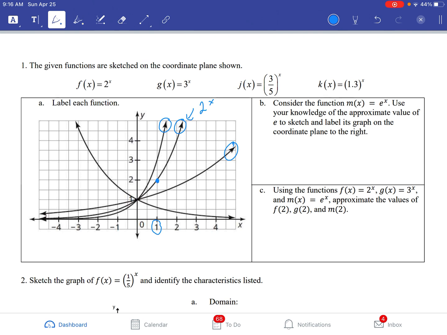Okay, next we have 3 to the x. So at 1, where's the graph going to be 3? This one, so that's 3 to the x. Notice, because the b value is bigger, it's going to be a steeper graph going up than the 2 to the x.